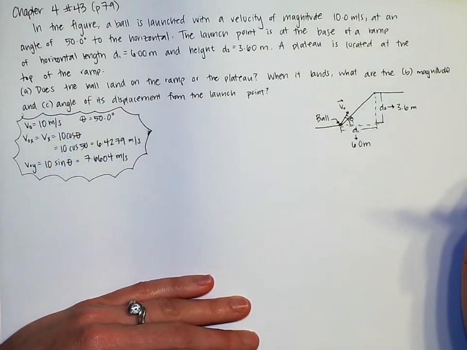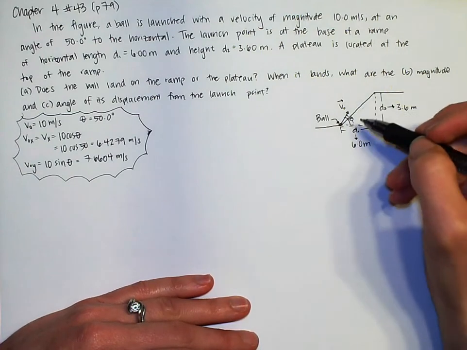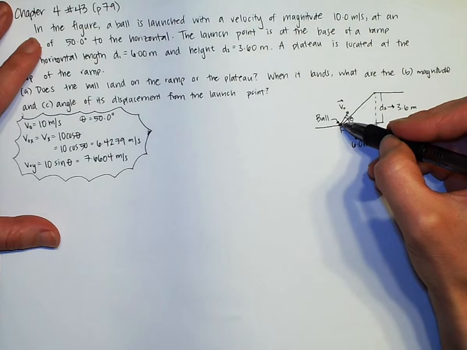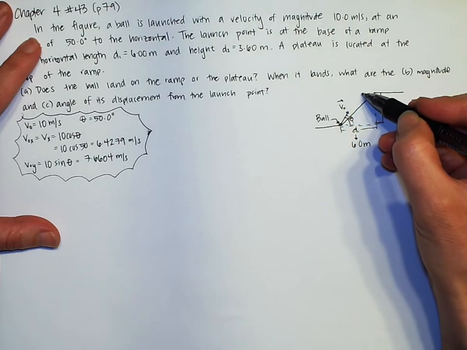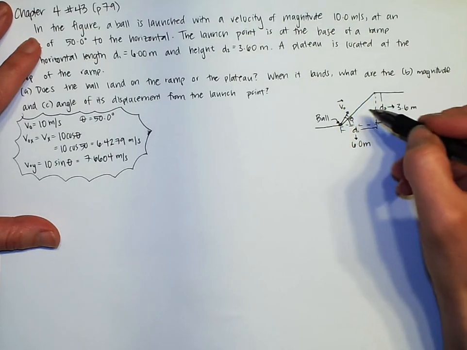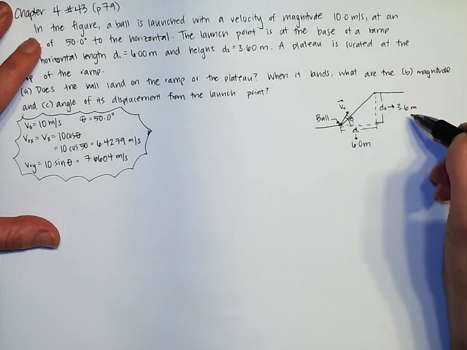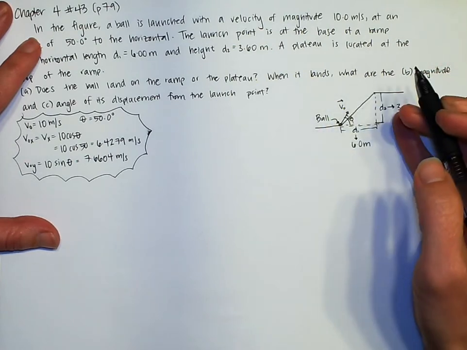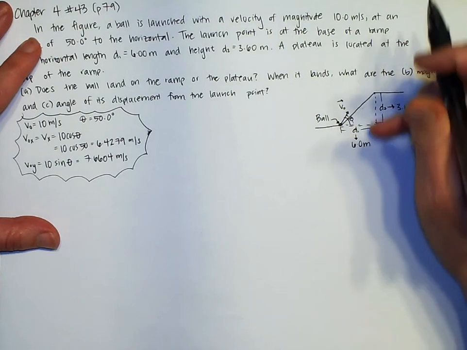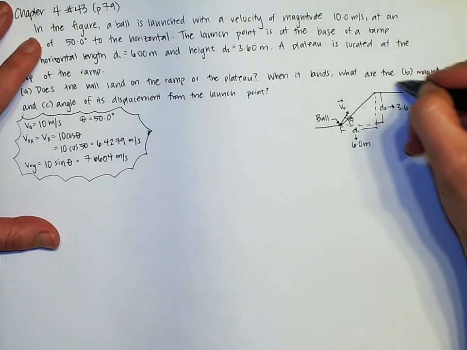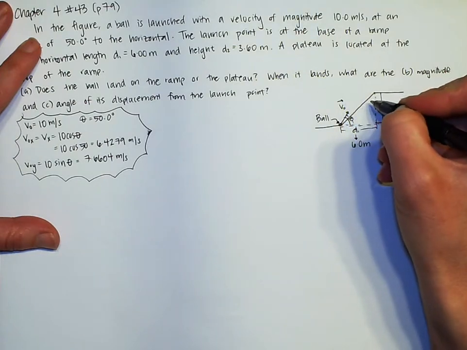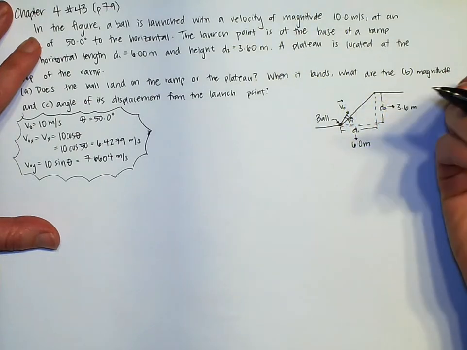There are a few different ways to go about this, but the way that I'm going to choose to do it is I'm going to figure out how long it takes for our ball to get to the top of its trajectory, and then how far over are we? Because if we're further over than 6 meters long or 3.6 meters high, then maybe we're onto our plateau. But if we're less than that, then maybe we're going to hit the ramp. So first I need to figure out the time.